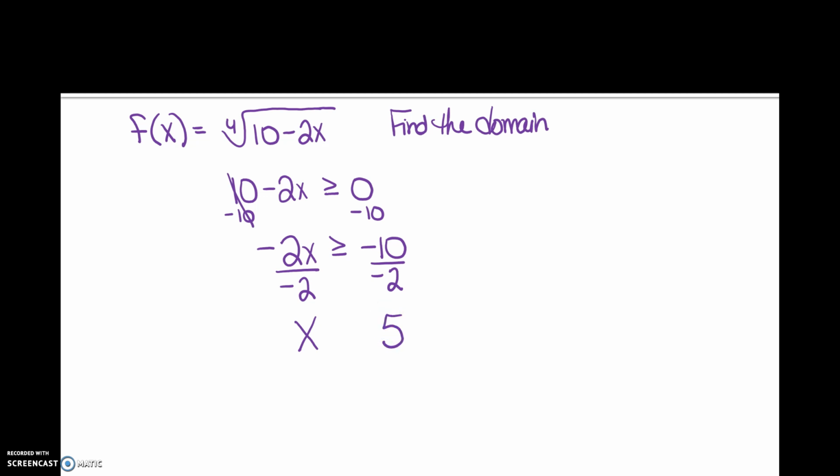Anyone have any comments about the sign? Flip the sign. Because we divided by a negative 2, that sign has to flip. So your domain would be x is less than or equal to 5. As long as you pick an x value that is 5 or smaller, you can do the fourth root of 10 minus 2x. If you choose an x value that is bigger than 5, like 6, 7, 8, then you would end up with negative numbers under that radical.